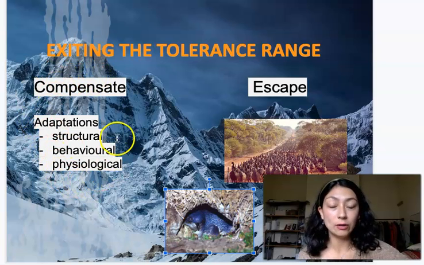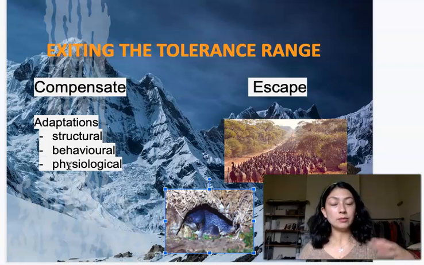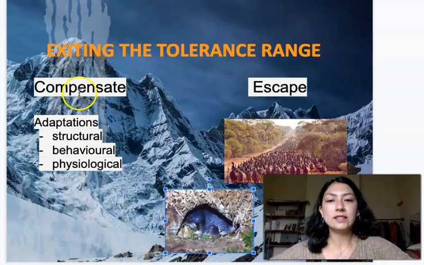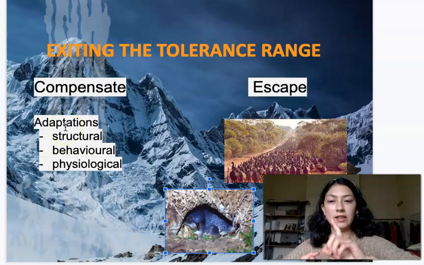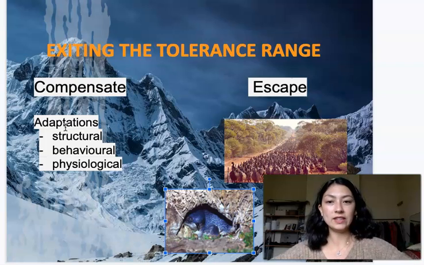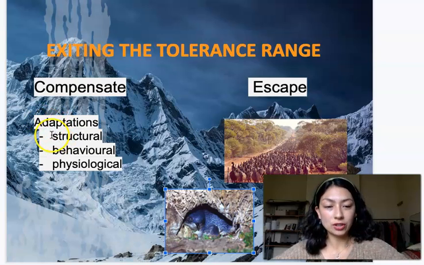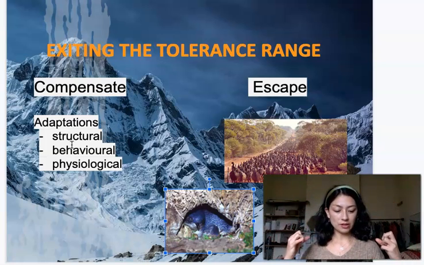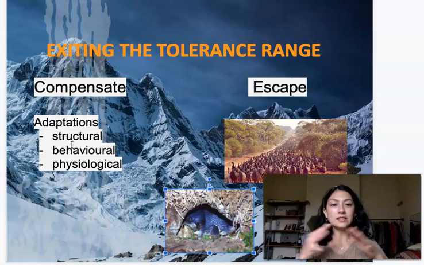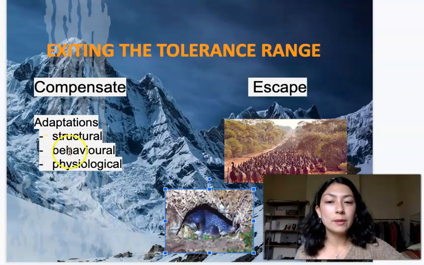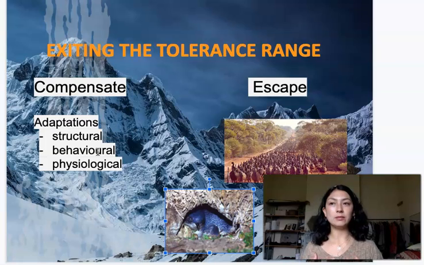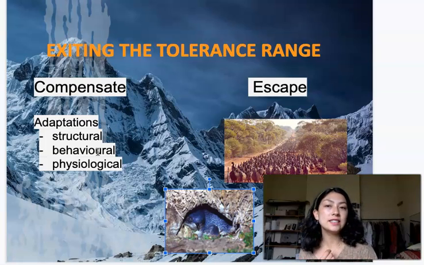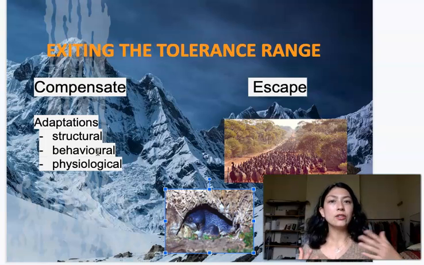The other way that organisms can stay within their tolerance range is having certain adaptations that respond to the temperature, light, oxygen, heat, that sort of thing. These adaptations can be structural, so that is the actual physical layout of their body, the size of them, the shape of them, how many of something they have, things that you can actually observe. Behavioral, so things that that organism does, whether that is huddling together or hunting as a pack, those sorts of things.